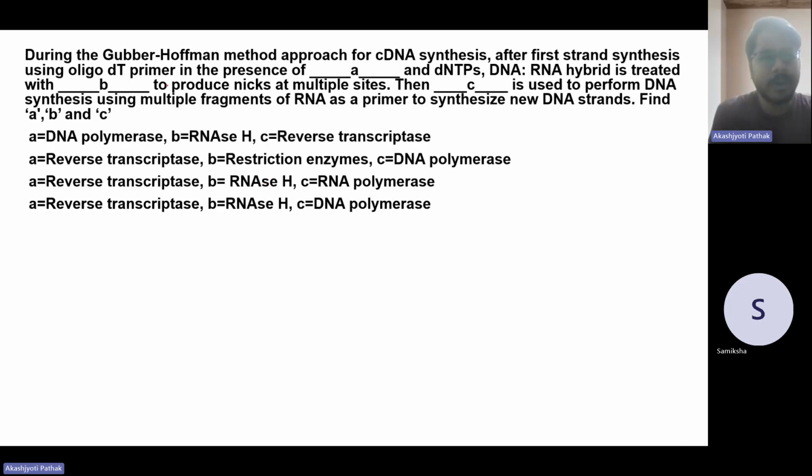Now answer this question. During the Gubler-Hoffman method approach for cDNA synthesis, after first strand synthesis using oligo-dT primer in the presence of reverse transcriptase and dNTPs, the DNA-RNA hybrid is treated with RNase H to produce nicks at multiple sites. Then DNA polymerase is used to perform DNA synthesis using multiple fragments of RNA as primer to synthesize the new DNA strand. Option A, reverse transcription; B, restriction enzyme; C, DNA polymerase.